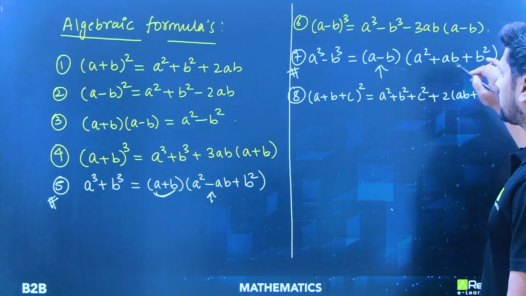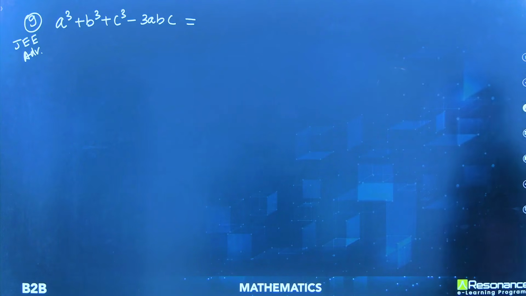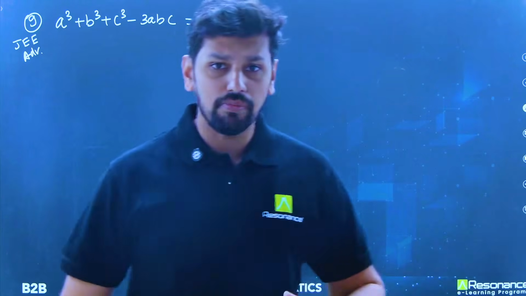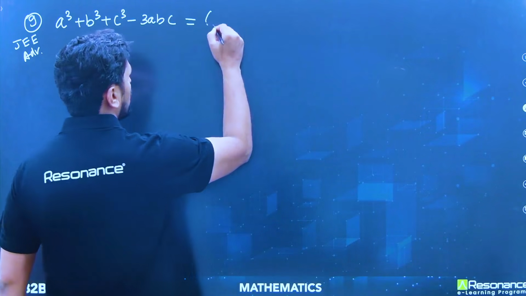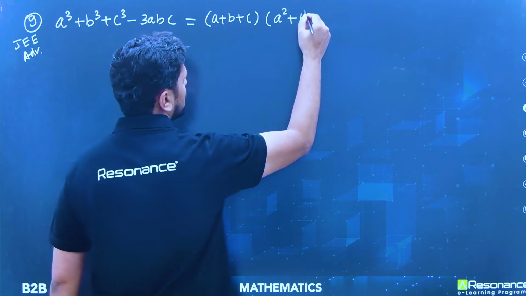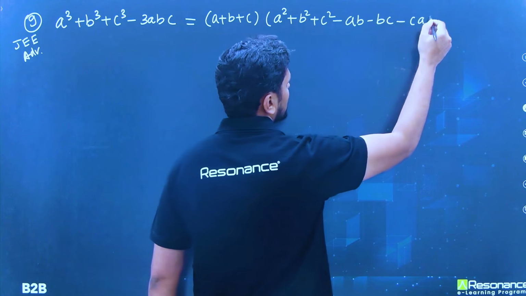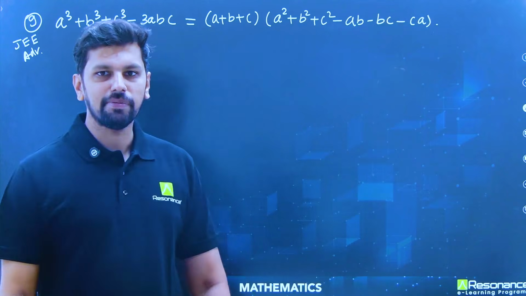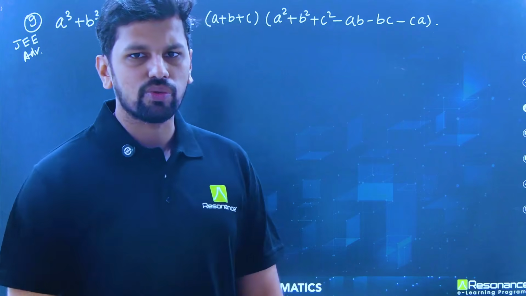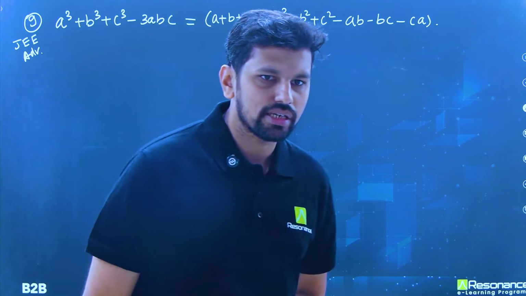Show the eighth one, okay. Take a screenshot, Naman. Done? Okay. A cube plus b cube plus c cube minus 3abc. This formula is equal to (a plus b plus c) into (a square plus b square plus c square minus ab minus bc minus ca).